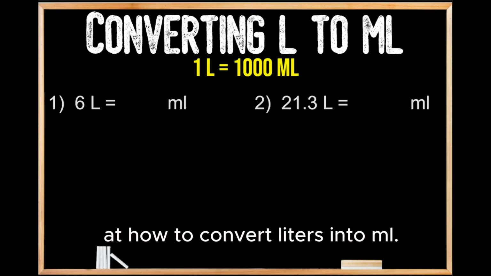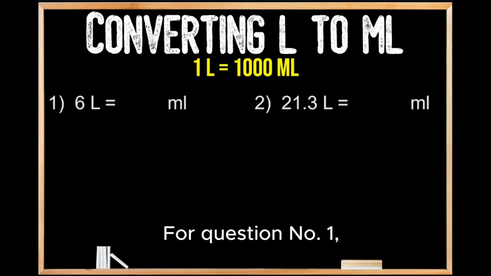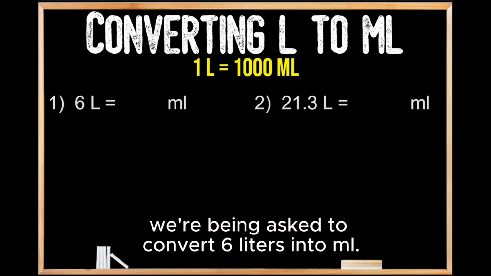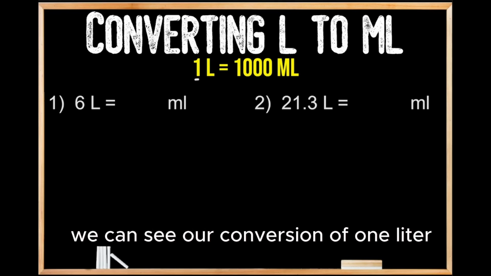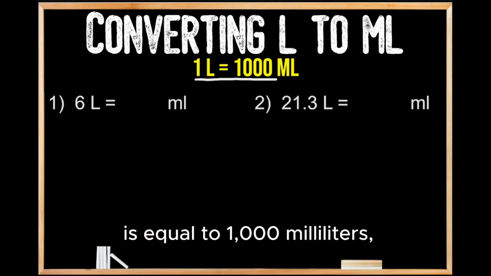Today we're going to be looking at how to convert liters into milliliters. For question number 1, we're being asked to convert 6 liters into milliliters. And looking up top here, we can see our conversion of 1 liter is equal to 1,000 milliliters.